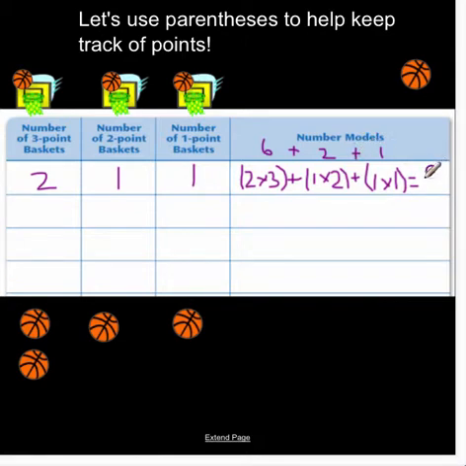This player has scored 9 points for his or her team. Let's try doing this again with another player. So this player is coming over and takes this basketball and shoots it and gets 1 point for a free throw. And then this player comes over, similar to the other player, and whoosh, gets a 2-point basket.